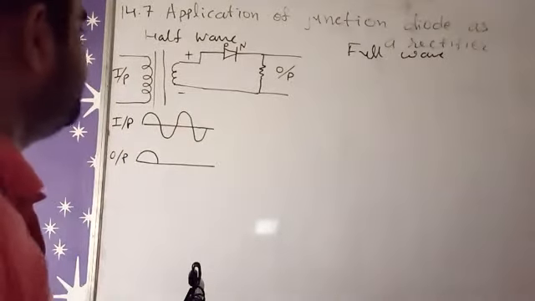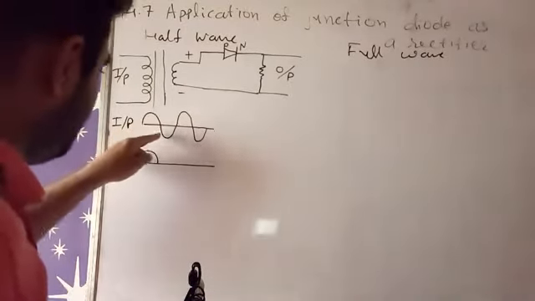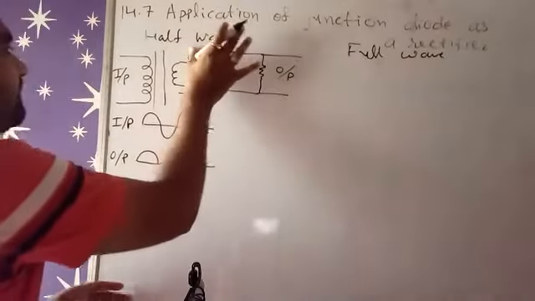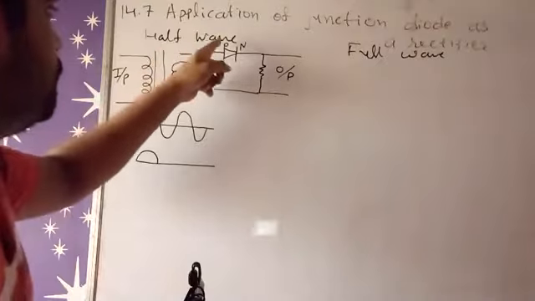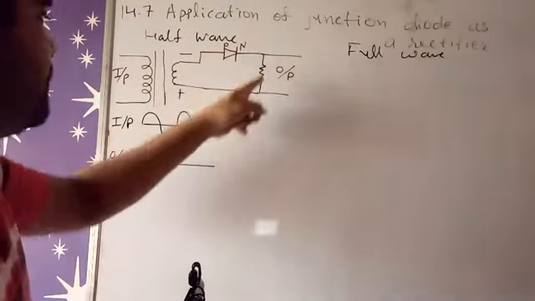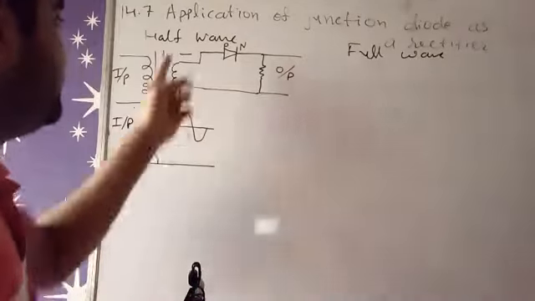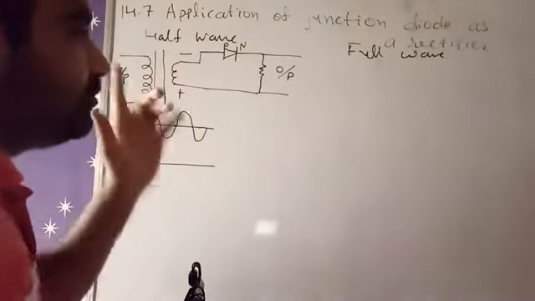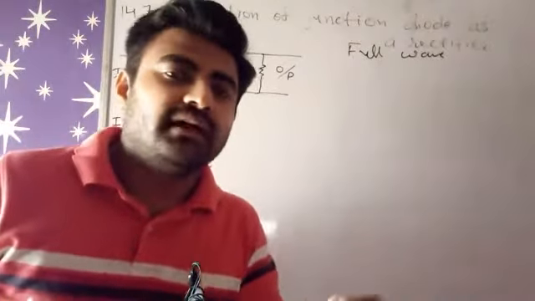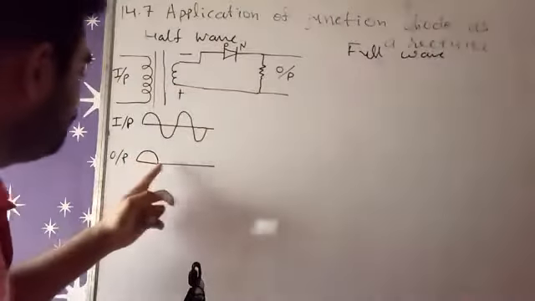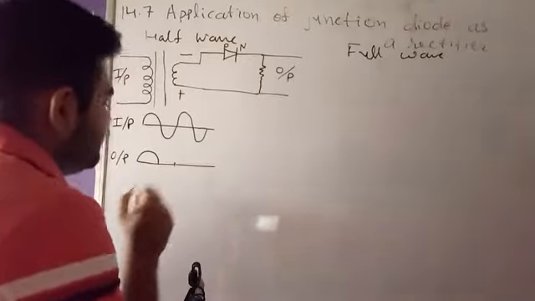Now for the second time interval, because of the negative wave pattern, this positive becomes negative and this negative becomes positive. Now negative is connected to the P type semiconductor and positive to the N type terminal. So this is now in reverse bias. We know that in reverse bias we don't get much current, so the current is neglected. So here we don't get any current, and in the second half we get nothing.